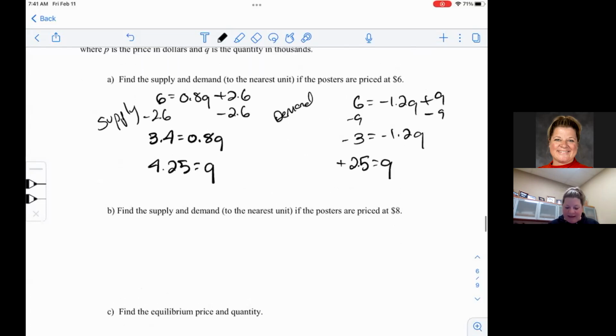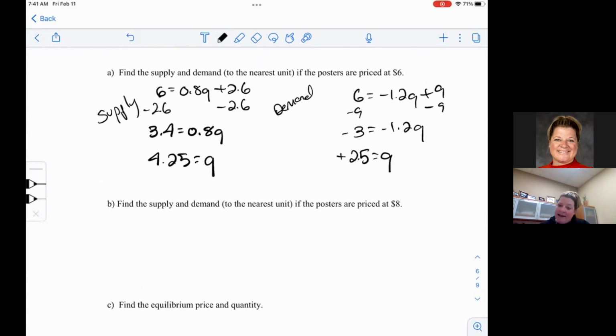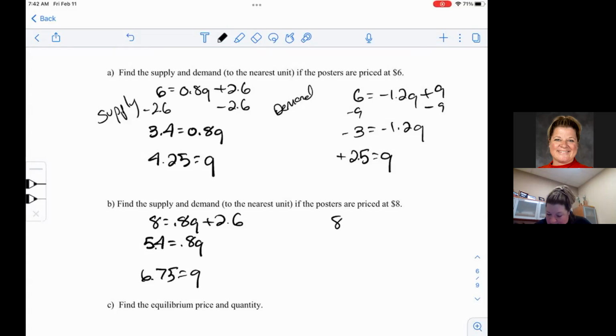Okay, so then let's do the same thing at $8. See what the quantity is, and the demand, or supply and demand. So $8 equals 0.8 Q plus 2.6. So we'll solve that. I'm going to take in my calculator 8 minus 2.6, and I got 5.4 equals 0.8 Q. So divide by 0.8, and it's 6.75 equals the quantity.